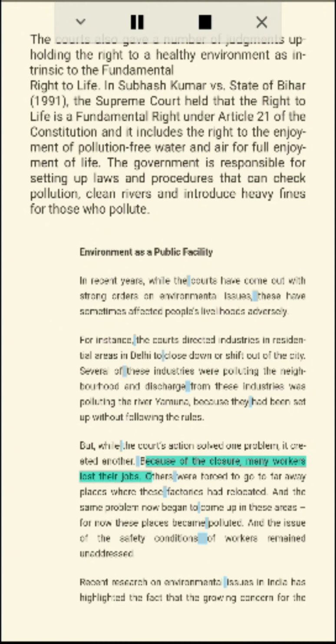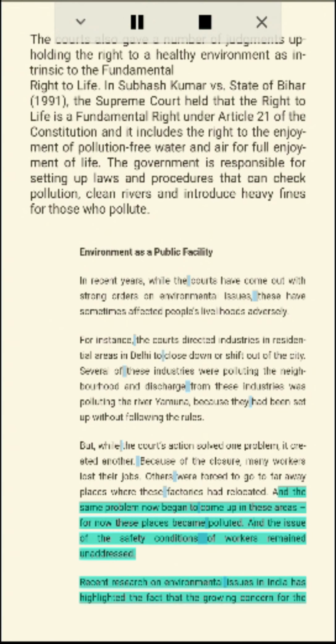But while the court's action solved one problem, it created another. Because of the closure, many workers lost their jobs. Others were forced to go to faraway places where these factories had relocated. And the same problem now began to come up in these areas, for now these places became polluted. And the issue of the safety conditions of workers remained unaddressed.